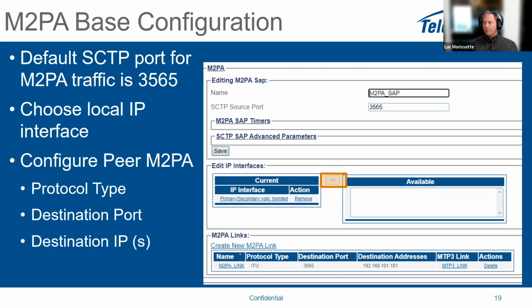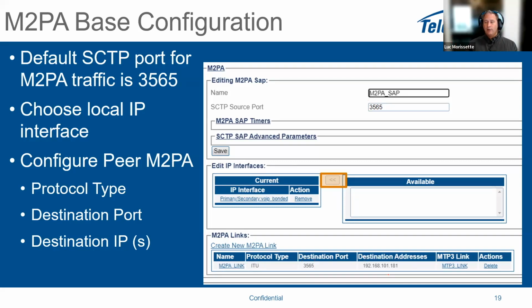And then at the bottom here you have the M2PA link. So here you need to specify the protocol type. The protocol type is, as you saw, ANSI or Japan here. The destination port could be different than your source port. Again, if you don't know and you did not specify it, then you should use the default port. There's more chance it's going to work out of the box. And then you have your destination address where you will send those M2PA packets. Right?